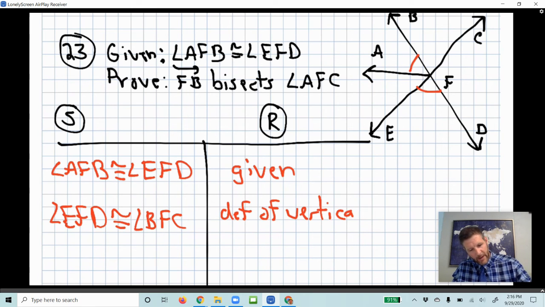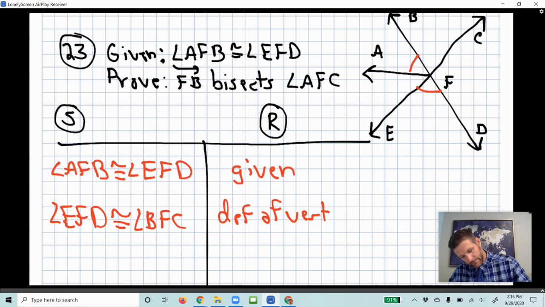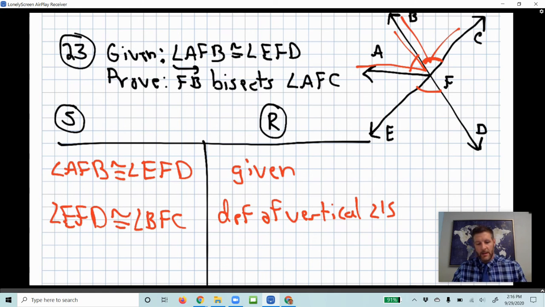Actually, no, that would be fine. I wouldn't mark it down for that, but basically, because they are vertical angles. Either one is fine. Let's see, what does the book say? I'll let that be the tie break. Yeah, we'll do definition of vertical angles. Okay, and now I can see that that means these two angles are congruent. So that means, remember what I said earlier, I can now see that AFB is congruent to BFC, which is then going to allow me to prove that BF is actually the midpoint.